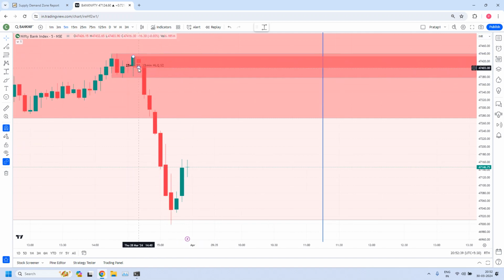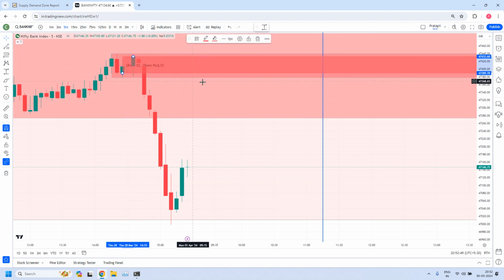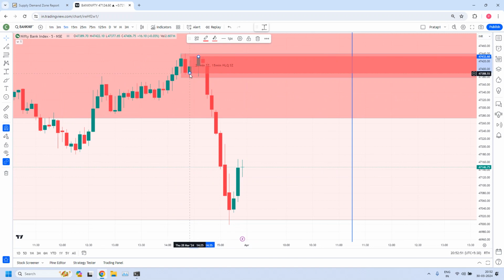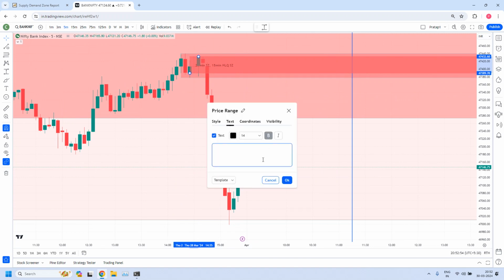From the software point of view, this is the zone. But anyway, let me draw. You can take a decision later. This is a 5 minutes low priority high liquidity supply zone.